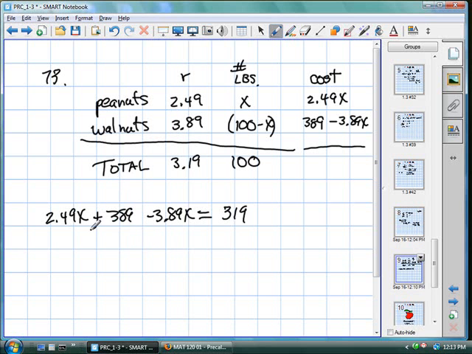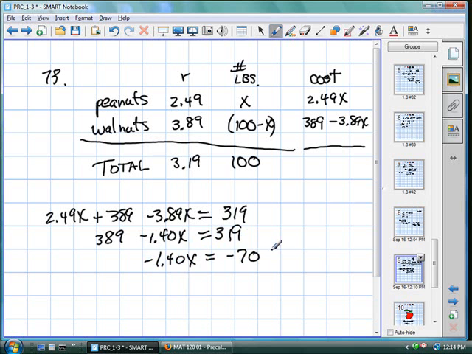So what should we do? Let's combine the x terms. What's 2.49x minus 3.89x? I believe that's negative 1.40x, isn't it? Yeah, if you add 1.40 onto 2.49, you're going to get 3.89. Okay, now we want to get the x alone, so let's subtract 389 from both sides.